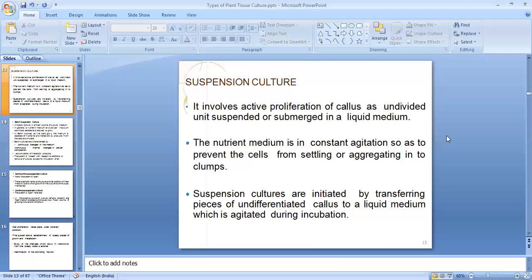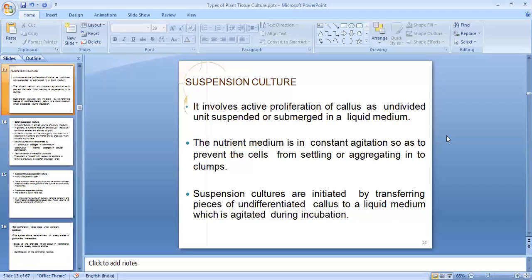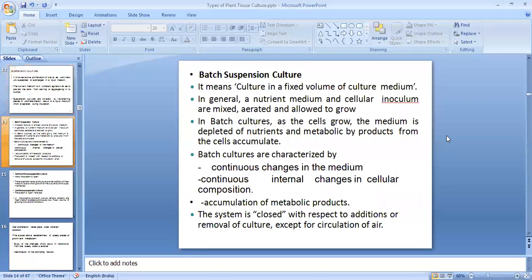Suspension cultures are initiated by transferring pieces of undifferentiated callus into a liquid medium which is agitated during the incubation. So this suspension culture is again divided into a batch culture and a continuous culture. So what do you mean by a batch culture? This means the culture in a fixed volume of culture medium.